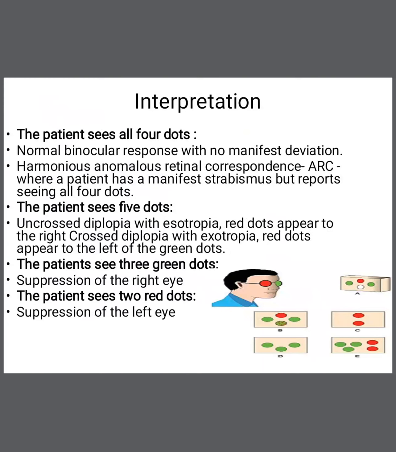And next, the patient might see 3 green dots, which is seen in figure D, and it indicates suppression of the right eye. And the last figure, figure C, the patient sees 2 red dots and this indicates suppression of the left eye.